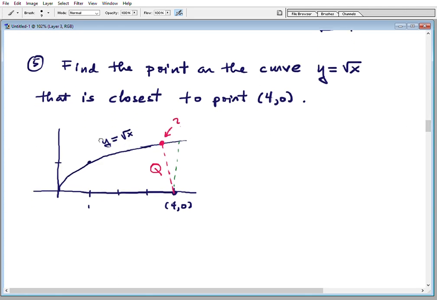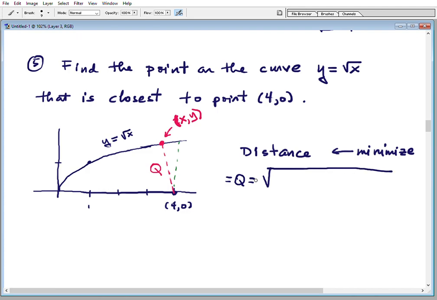All right, so we need to use the distance formula. This point, let's call this point (x, y). So we're talking about this distance that we want to minimize. It's equal to q. So distance formula: subtract the x's, x minus 4 squared, and then subtract the y's, y minus 0 squared. Now we want to take the derivative.